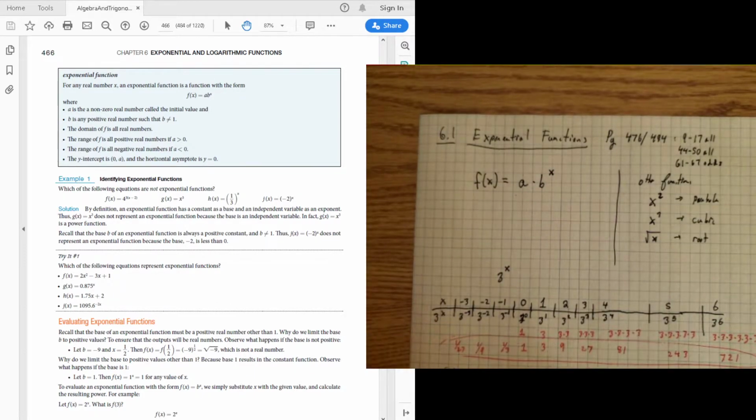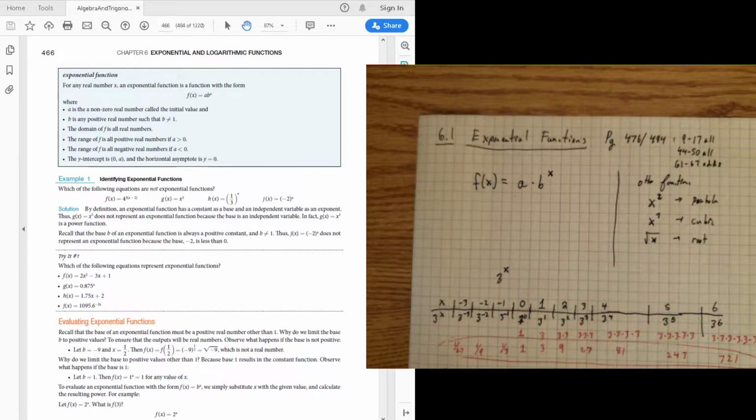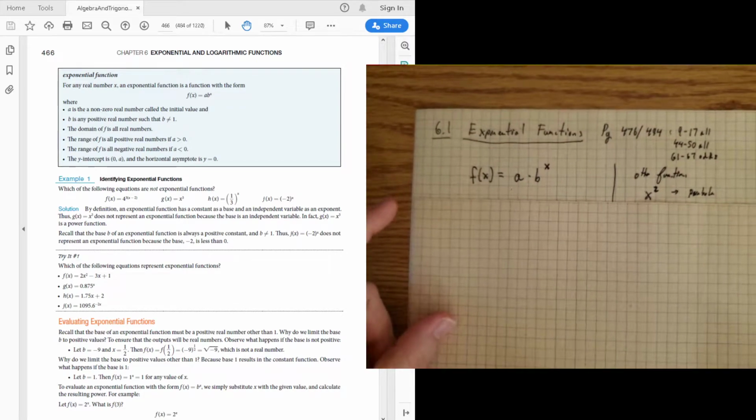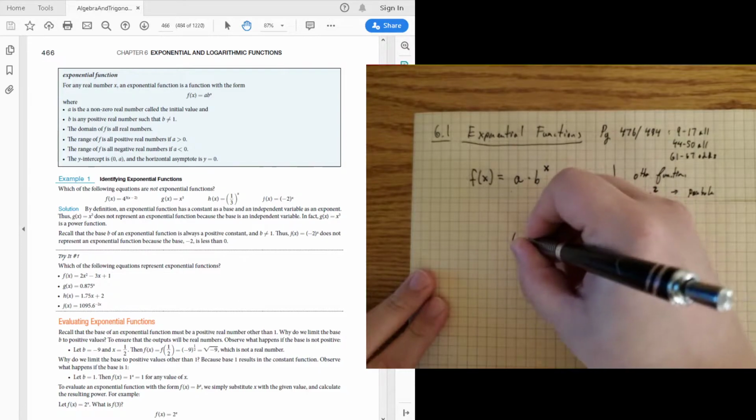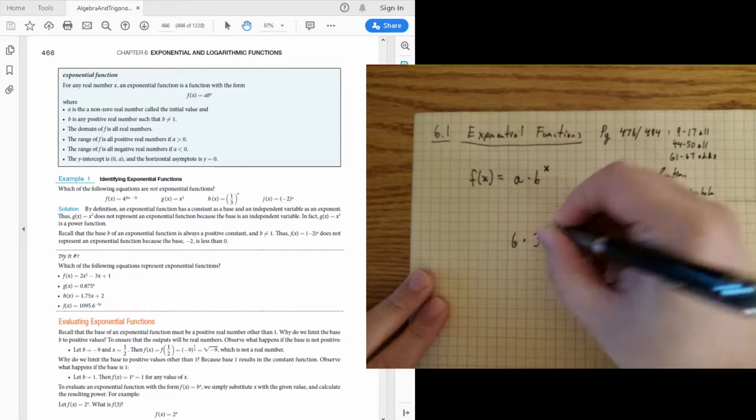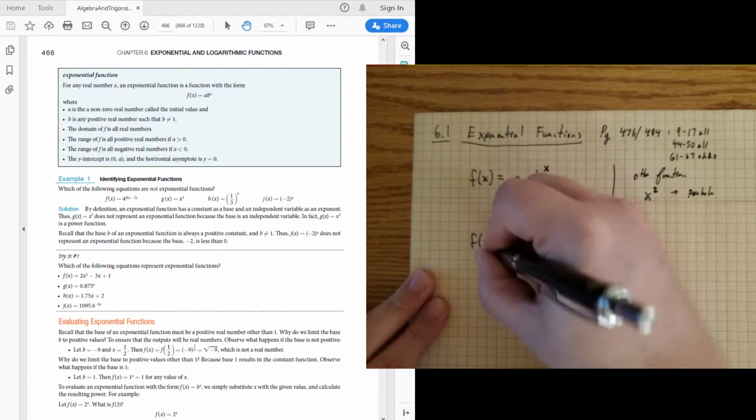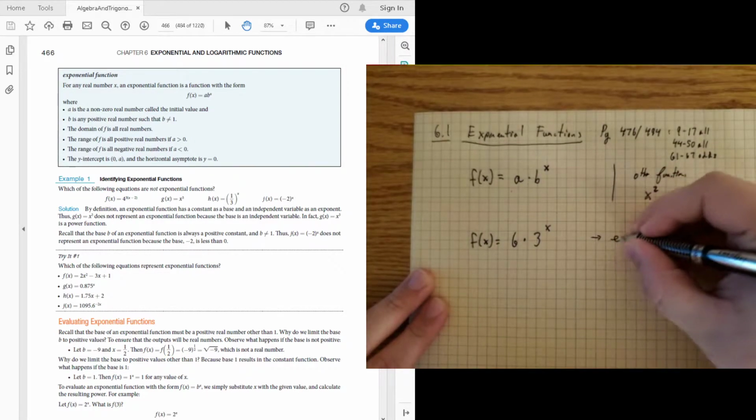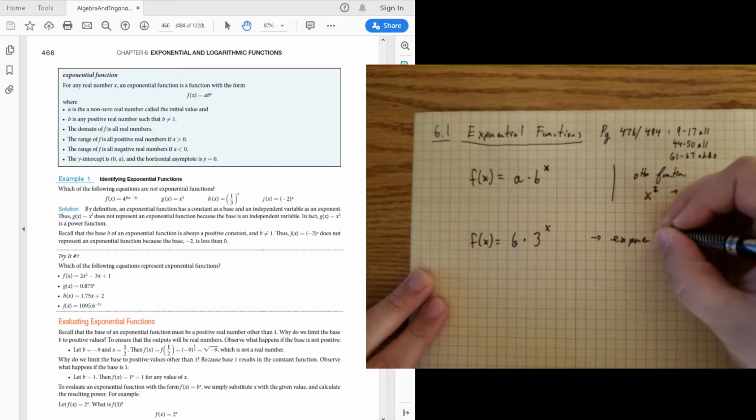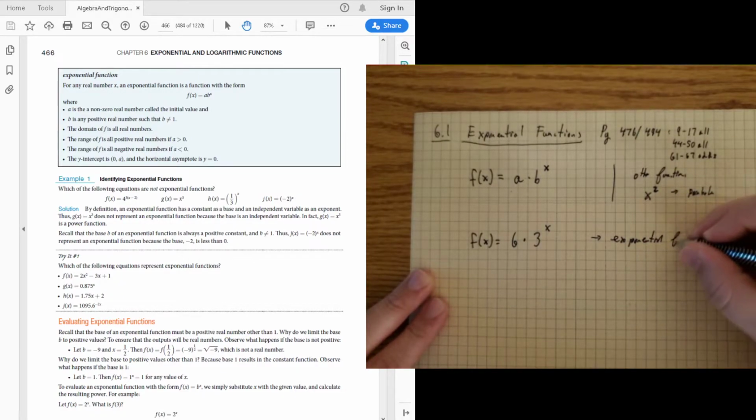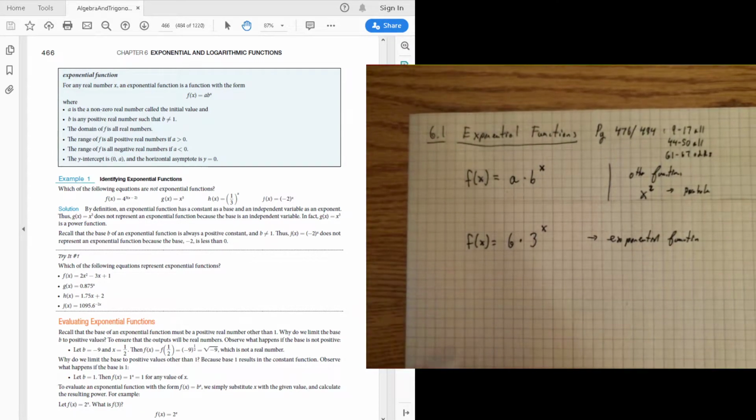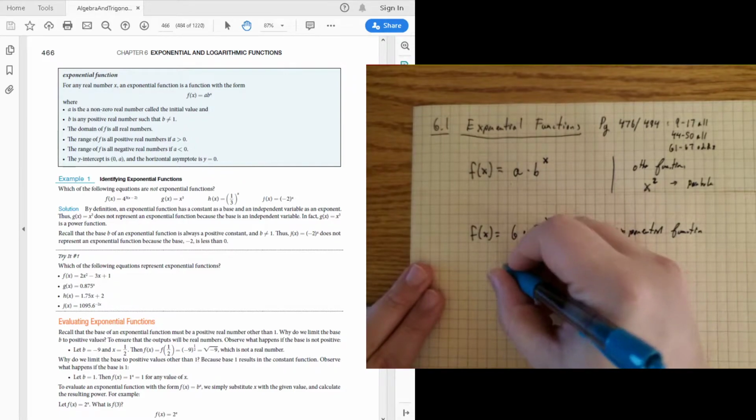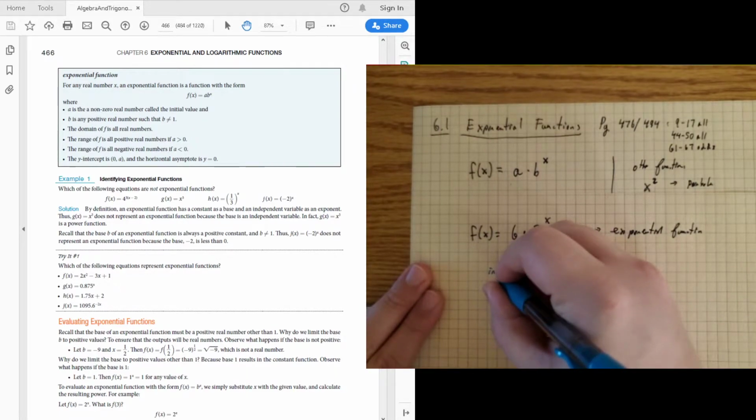So an example of an exponential function that we could have might be something like 6 times 3 to the x power. This is considered to be an exponential function. Why is it considered to be an exponential function? Because it matches our form. In this case, 6 has a name. It's referred to as the initial value.